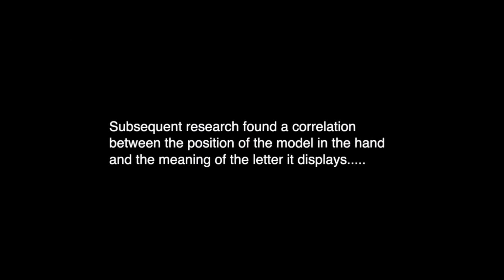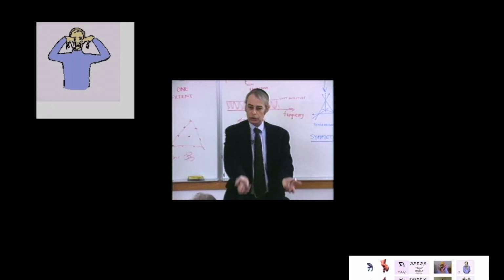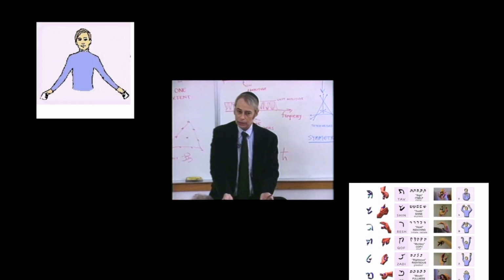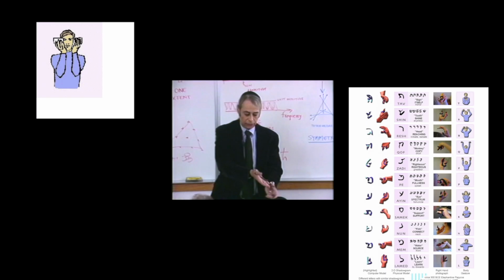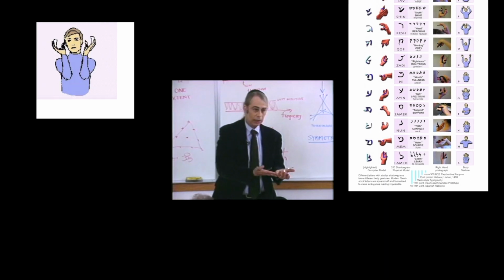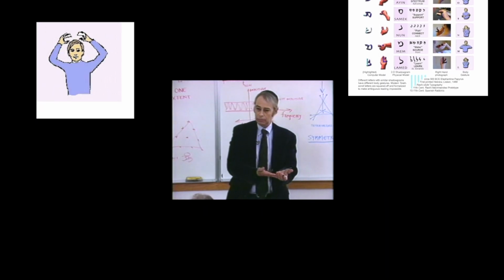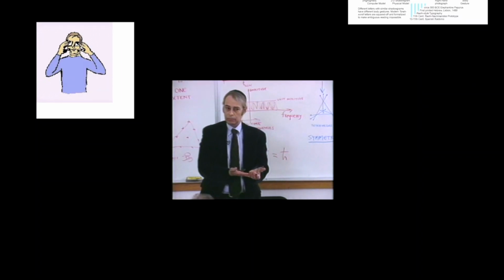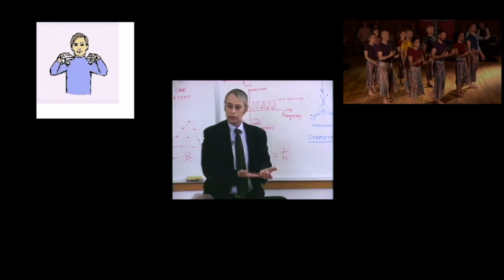Subsequent research found a correlation between the position of the model in the hand and the meaning of the letter it displays, forging the possibility of generating a universal hand gesture language. When you make different gestures with your own hands, you see different outlines, different shadows of the same model. In fact, you can see all the Hebrew letters.